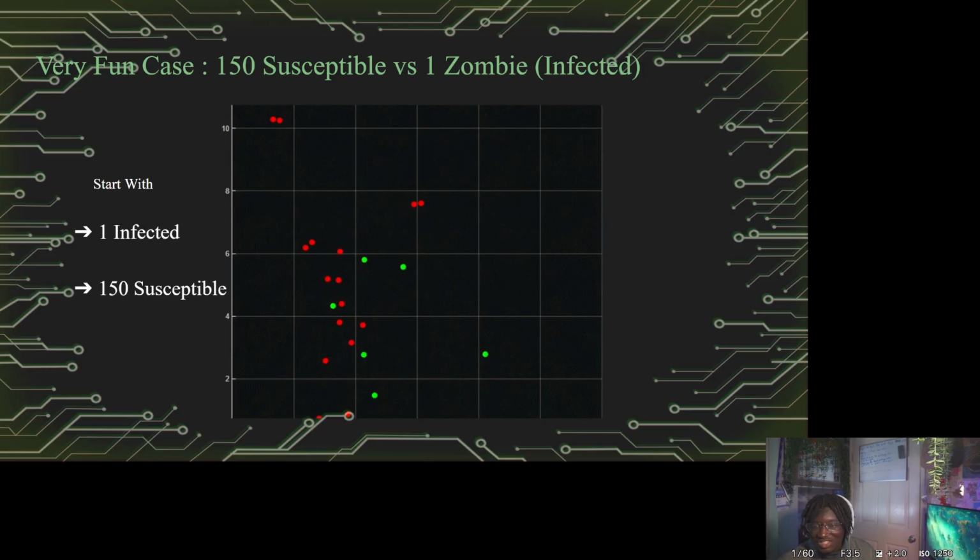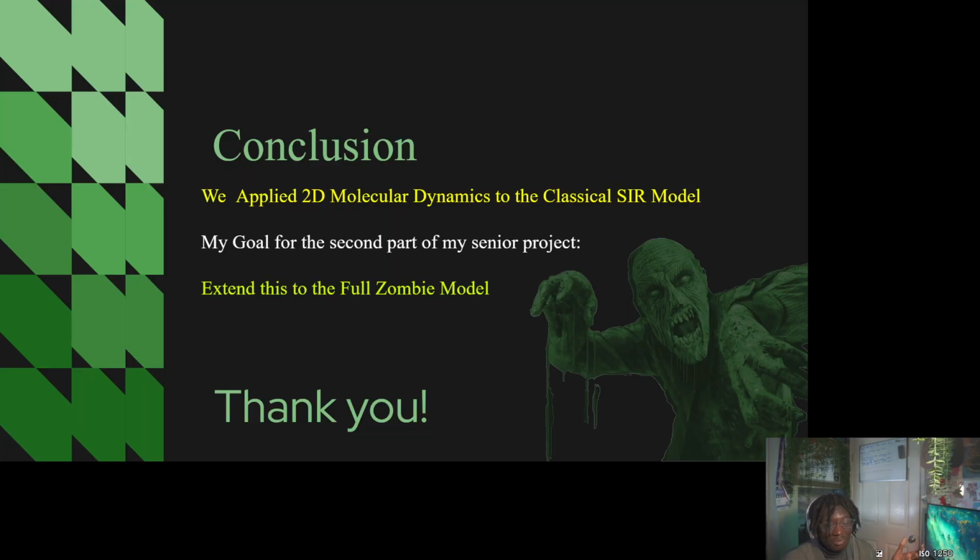I think it's just super cool seeing all this motion happening. Let me know what you guys think. Let me know if there are more scenarios you'd like to see. Otherwise, this leads into my conclusion where we've applied 2D molecular dynamics to the classical SIR model. You guys now have the tools to create your own equations for the epidemic model. The MATLAB code, that's all you. That's all you. I'm so sorry, but that's all you.